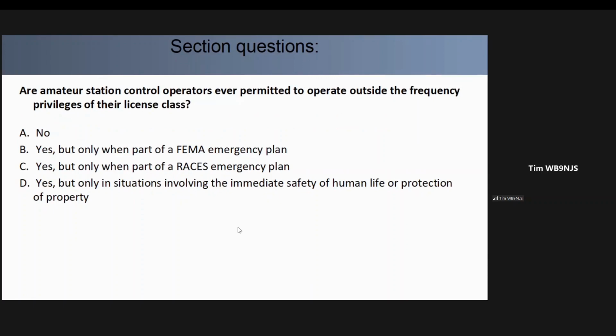Are amateur station control operators ever permitted to operate outside the frequency privileges of their license class? Flat out no. Yes, but only if it's part of a FEMA emergency plan. Yes, but only when part of a RACES emergency plan. Or yes, but only in situations involving the immediate safety of human life or protection of property. So yeah, you can do it, but somebody's skin's got to be on the line, or their property. So don't take it lightly, but if you need to, you can, but only for immediate safety of human life.